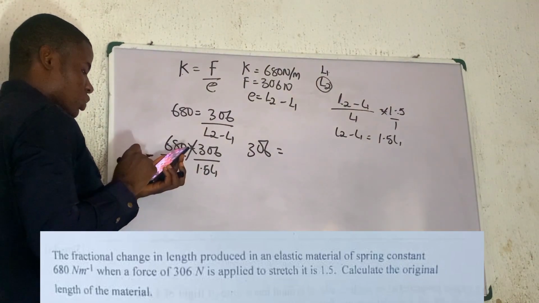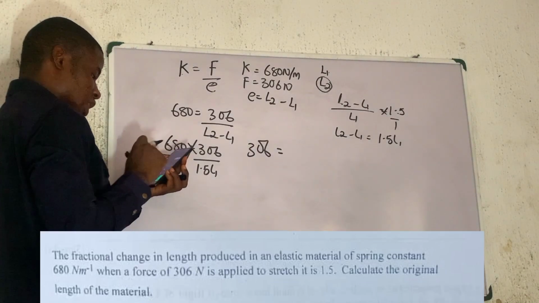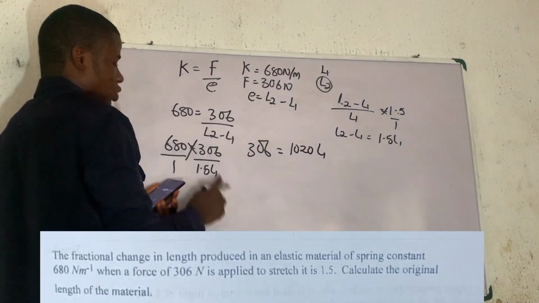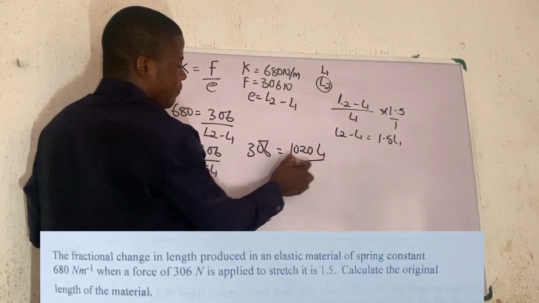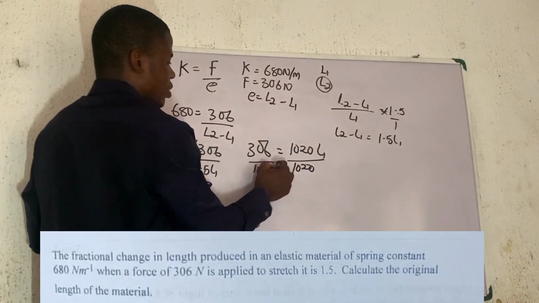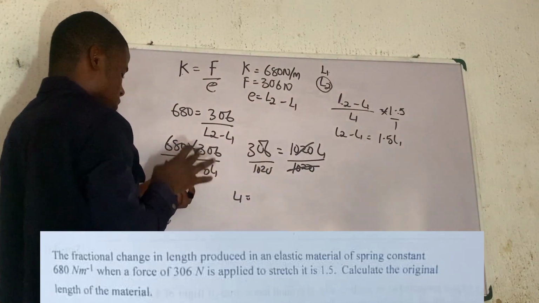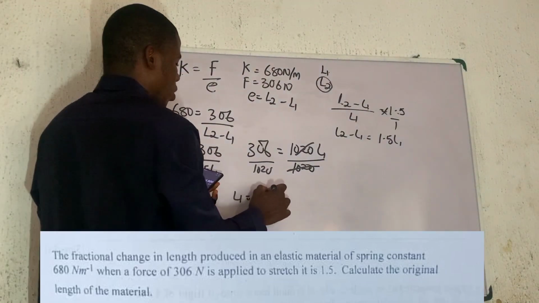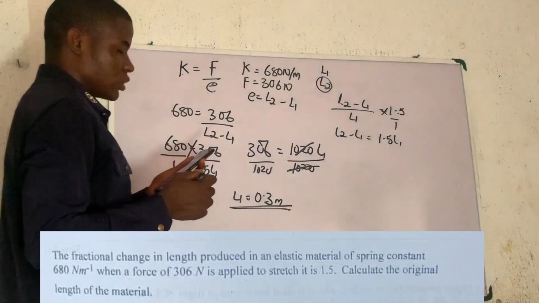Making use of my calculator, 680 times 1.5 will give me 1020. Now don't forget the L1. So this gives me 1020 L1. I have to divide both sides by the coefficient of L1, 1020. Cancel, cancel. So finally, L1 equals 306 divided by 1020. That will give me 0.3 meter. And that's the answer. If you want to change it to centimeter, it's actually 30 centimeter.